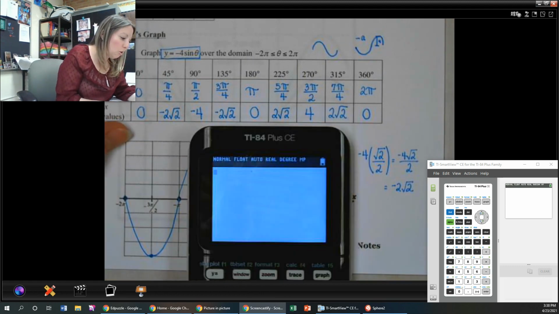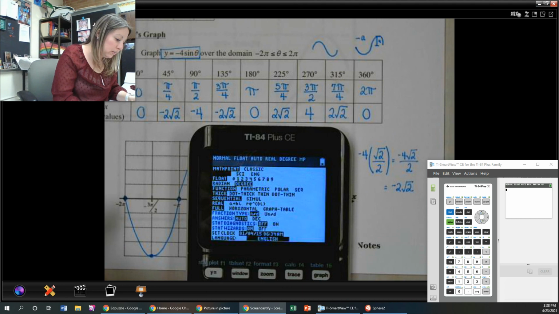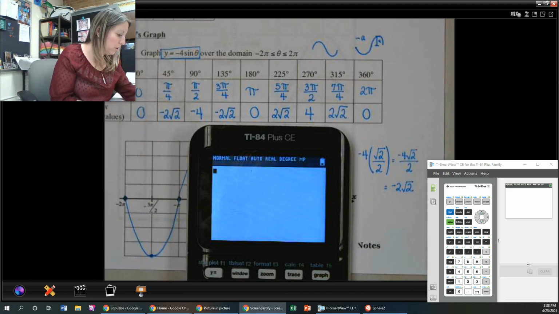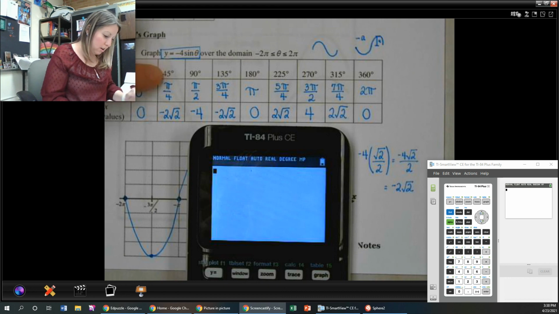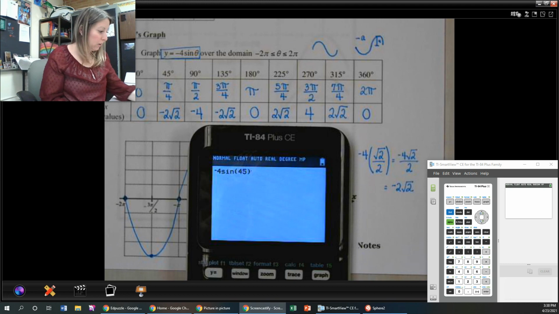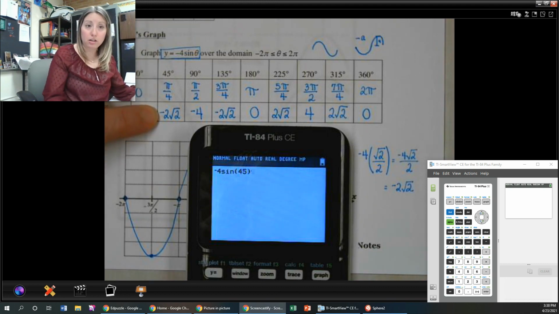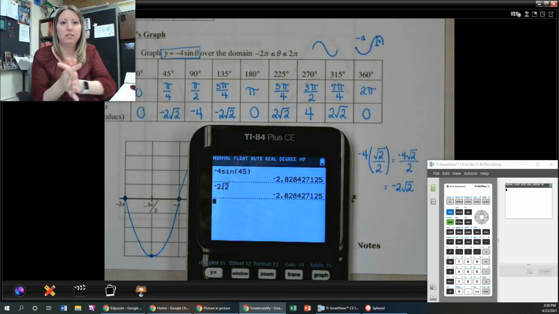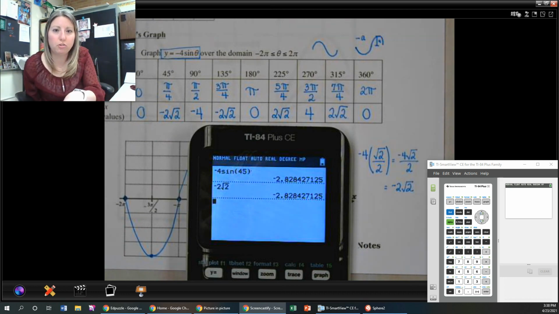And so let me just show you that I can double check this in my graphing calculator. So just real quick, I checked to make sure I was in degree mode. Okay. And what I'm going to do is I'm just going to type in negative 4 sine of 45. Okay. And what we should be getting out is negative 2 radical 2 as a value. Okay, let's check. So negative 2 radical 2 is, there we go. Let's just double check another one.